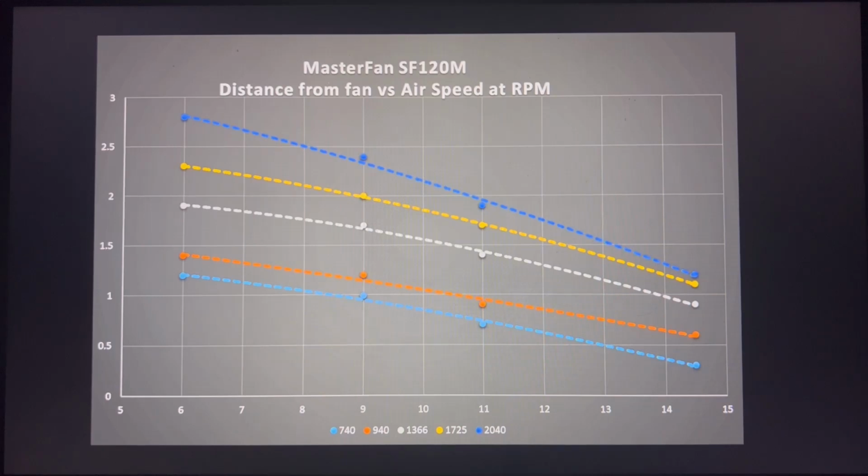The first graph here is my case simulation test. So first and foremost, what is this test generating? Well, there are two main points to look at. First is I took measurements at a variety of different distances from the fan. So 6 inches, 9 inches, 11 inches, and 14.5 inches. Those distances are representative of different size cases.